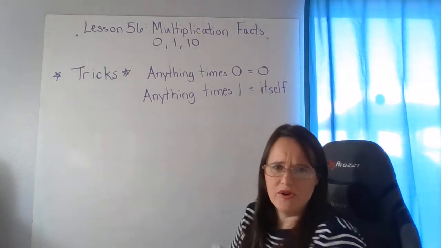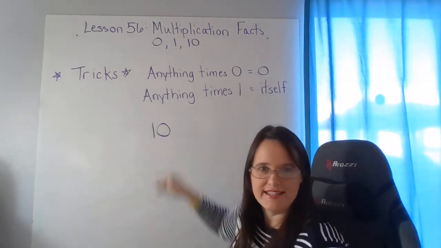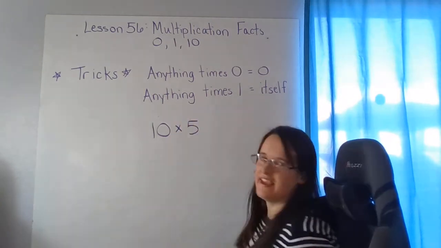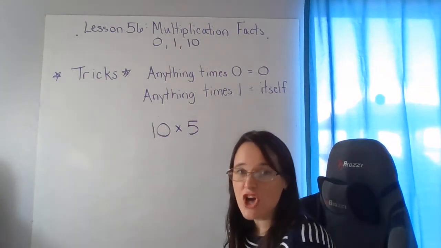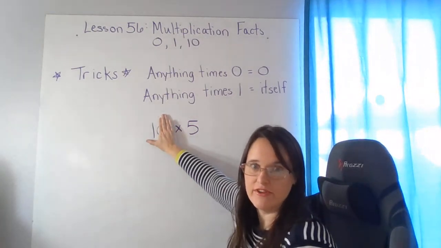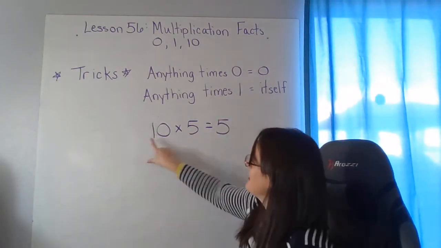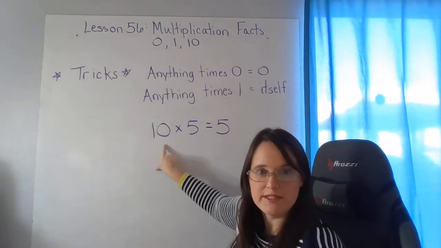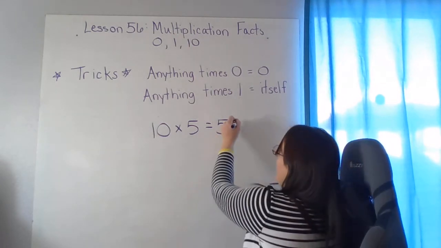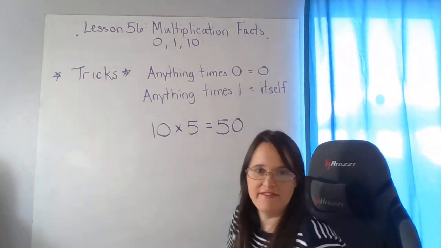So 10 is kind of cool. If we look at the digits, we mix a 1 and a 0. So anything times 10, we'll start with our 5. Anything times 10, we start by looking at the 1, and we say, oh, anything times 1 is itself. So 5 times 1 is 5. But since we're not multiplying times 1 here, we're multiplying times 10, we have to take this 0 and tack it on to the end of our number. So 10 times 5 is 50.